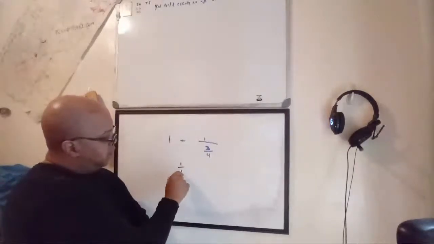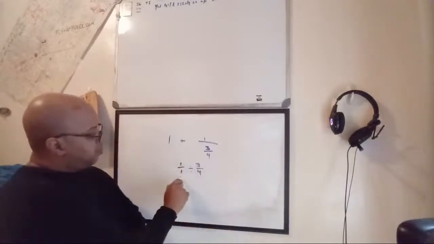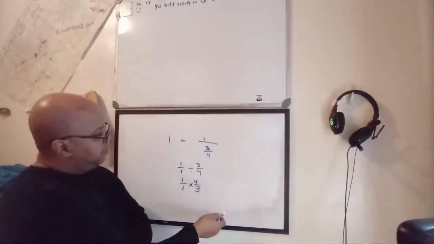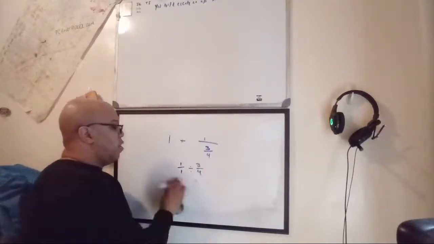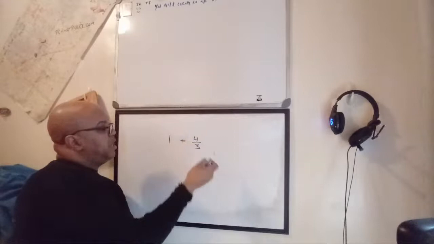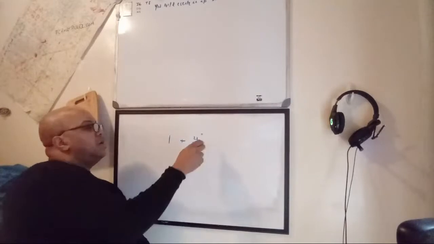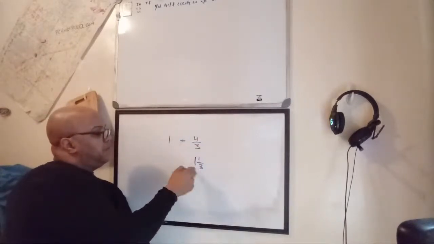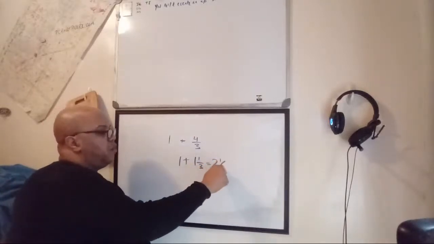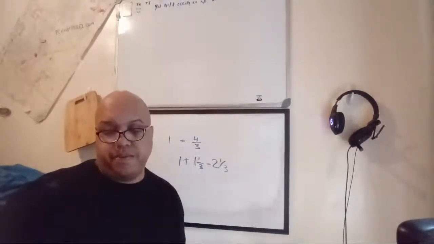1 over 1 divided by 3/4, which in turn becomes a multiplication problem. 1 over 1 times the reciprocal. So the 4 and the 3 flip. All right, so that all becomes 4 over 3, which is basically an improper fraction because the numerator is bigger than the denominator. So this is actually 1 and 1/3. So 1 plus 1 and 1/3 is equal to 2 and 1/3. Okay, with that one.